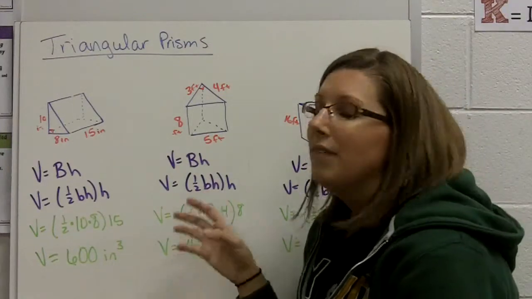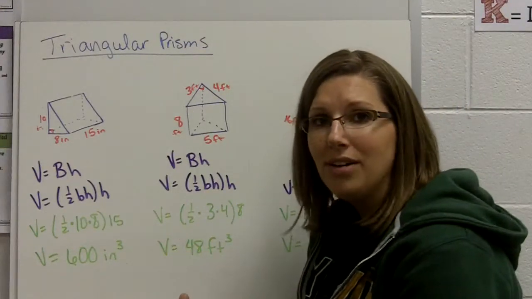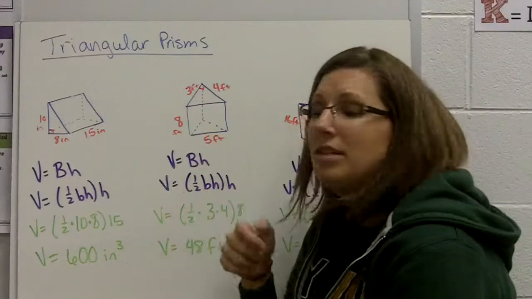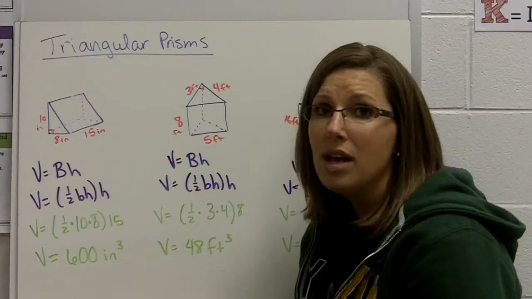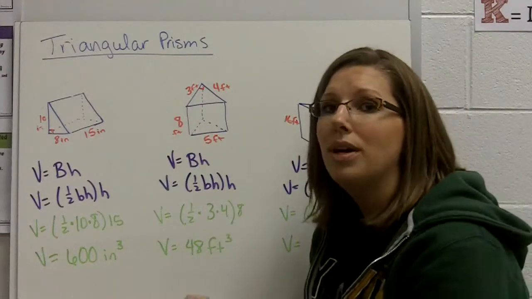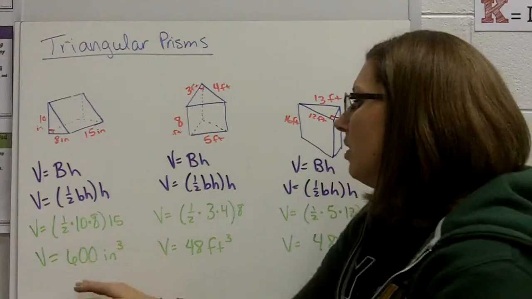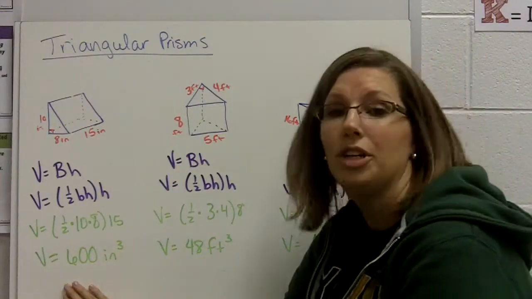So once I've identified all of my values, then I just plug it into my formula and calculate it out. It's very, very easy once you know what numbers you're dealing with. So in this case, my volume is going to be 600 cubic inches.